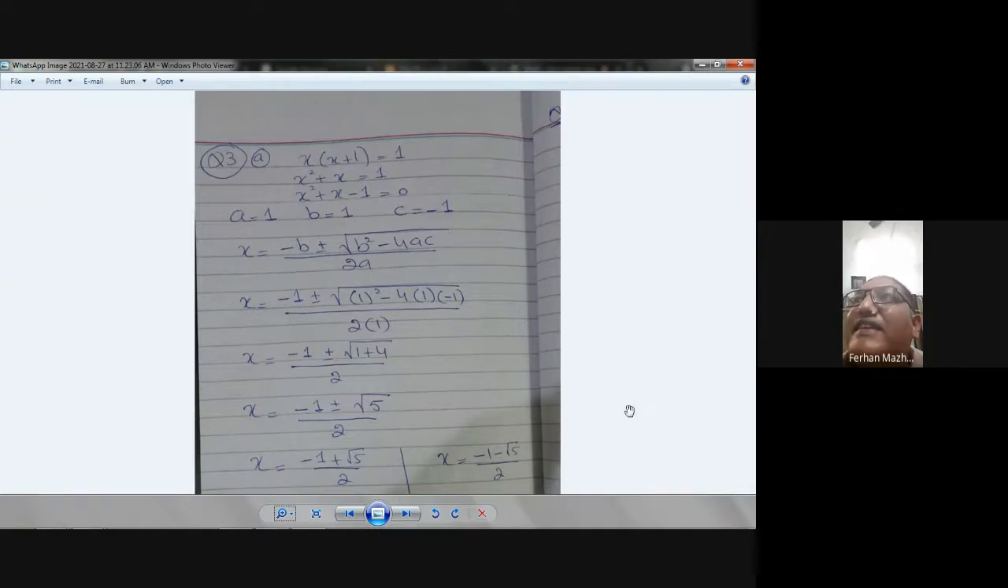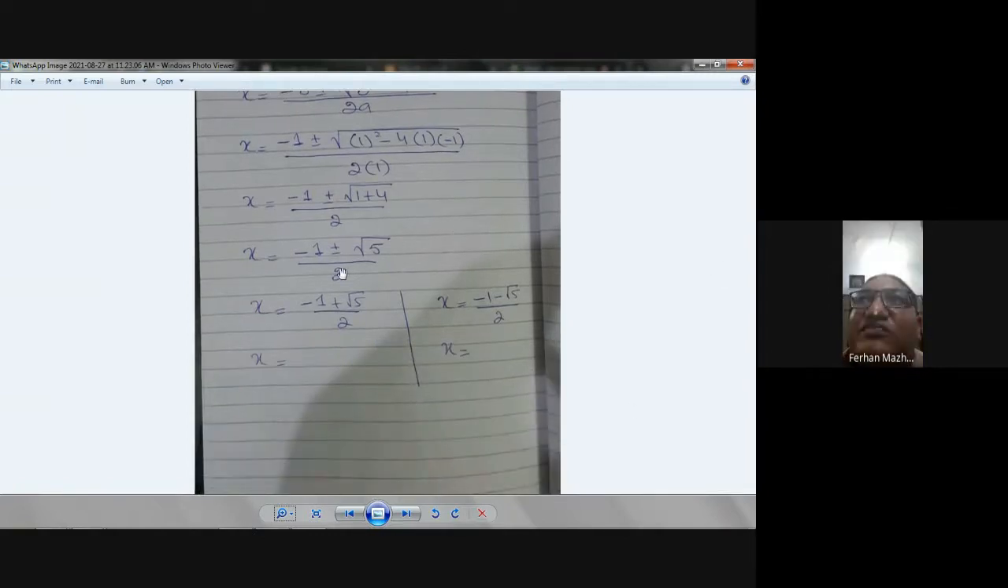So now there will be two cases. Because this is plus minus, in one situation it will be minus 1 plus under root 5 divided by 2. In the second situation we will have minus 1 minus under root 5 divided by 2. Do you have calculators with you? Yes. Okay, so on your calculator write minus 1 plus under root 5 equals, divided by 2 equals, and note down the answer. 0.61. Just note it down, okay?